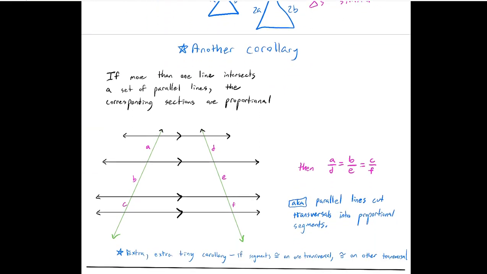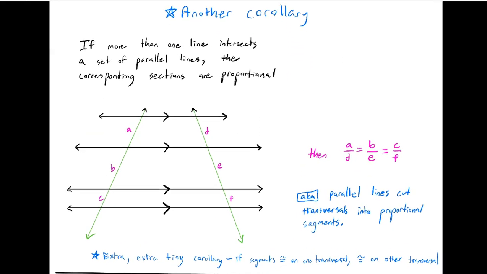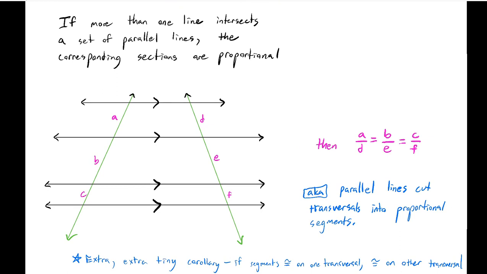And then we have even another corollary. Okay, well, what if we just have a bunch of parallel lines? Just a bunch, like 4, 5, 10. And they cut two different segments. So these two green lines are two random transversals, and 4 parallel lines cut them. Well, then all of these are proportional. So A is to D, as B is to E, as C is to F, or vice versa. You could write that proportion as A is to B, as D is to E, and B is to C, as E is to F.